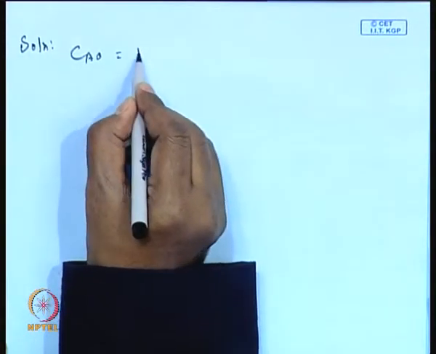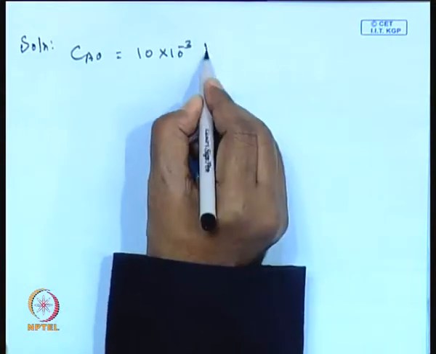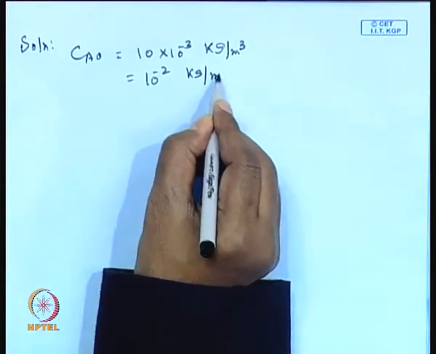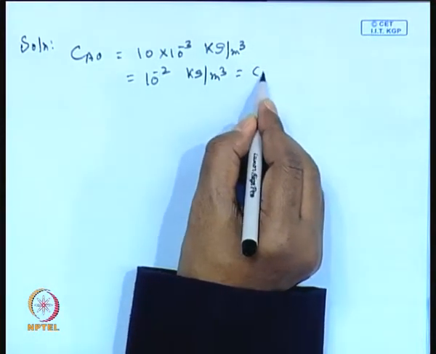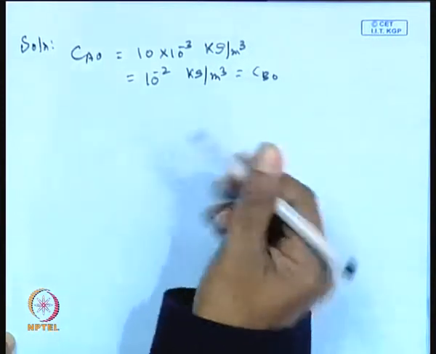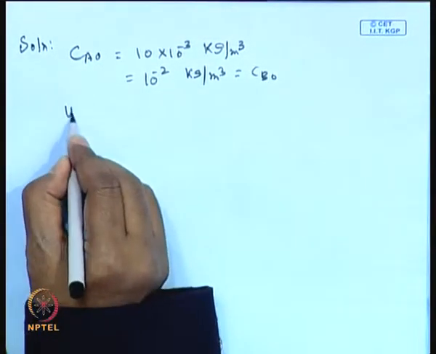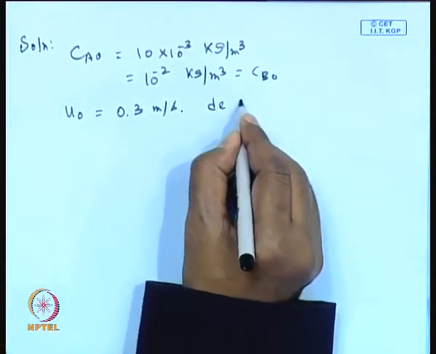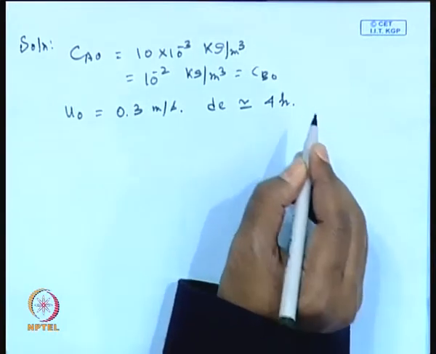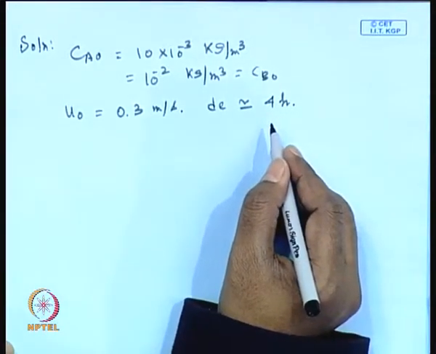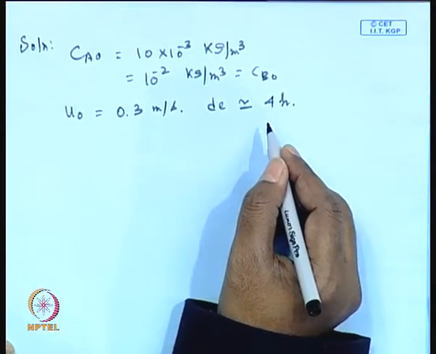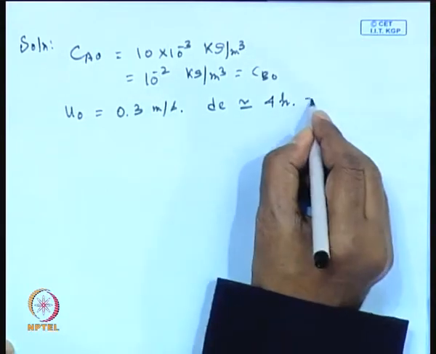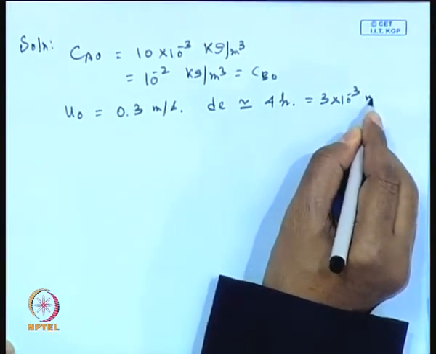Ca naught is equal to 10 into 10 to the power minus 3 kg per meter cube. So, it will be 10 to the power minus 2 kg per meter cube, and that is same as Cb naught, right. Both are 10 ppm each. So, U naught is given as 0.3 meter per second. D equivalent diameter is 4 into half height. So, the dimension that was given in the channel dimension was half height. Okay. So, this is 4 into half height, which turns out to be 3 into 10 to the power minus 3 meter.